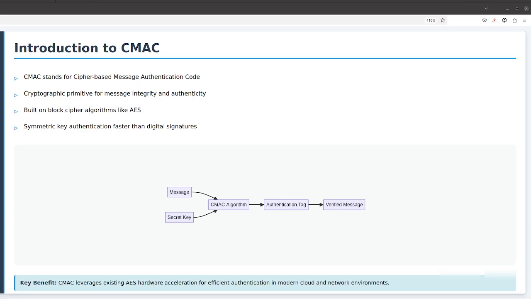CMAC addresses a critical security need by answering the question, how do we know this message hasn't been modified in transit and truly comes from the claimed sender? This is especially vital in distributed systems, API authentication, network protocols, and any scenario where data integrity is paramount.